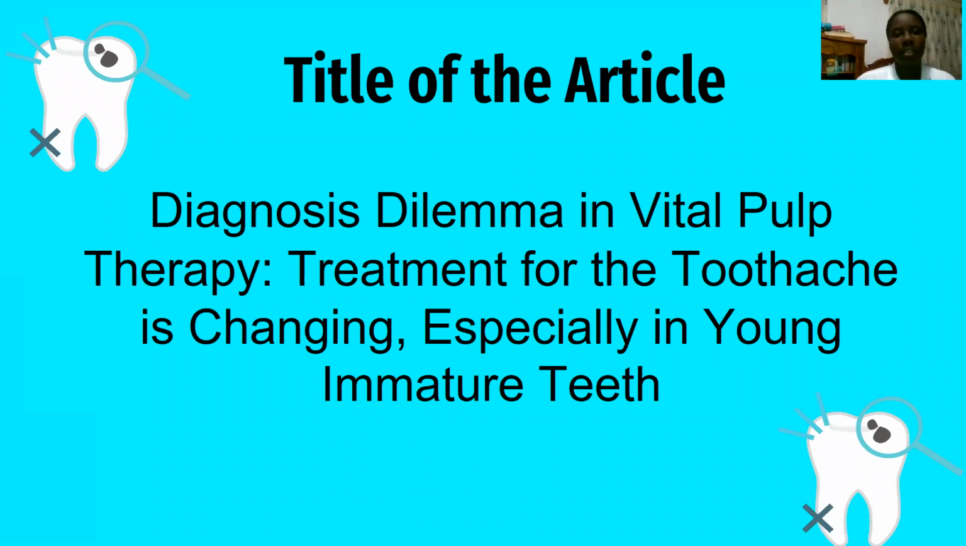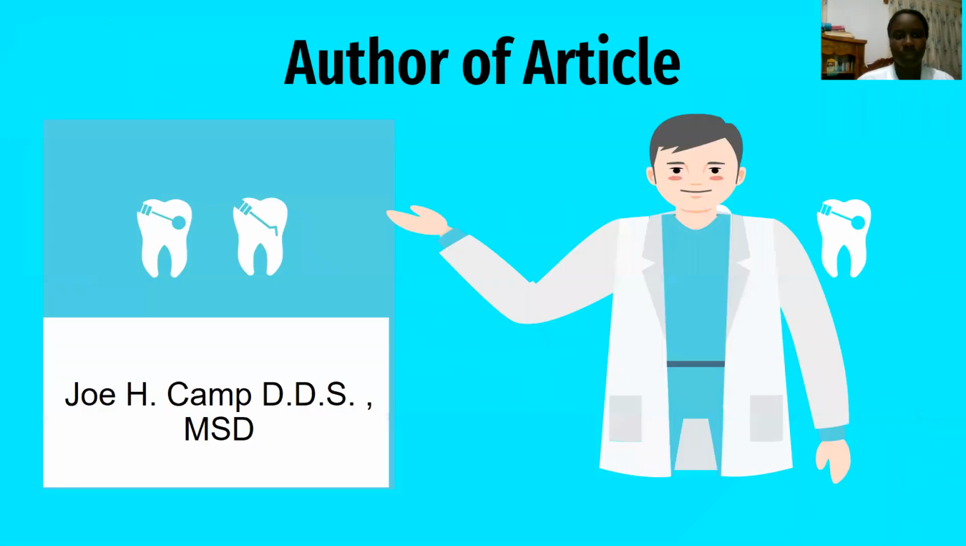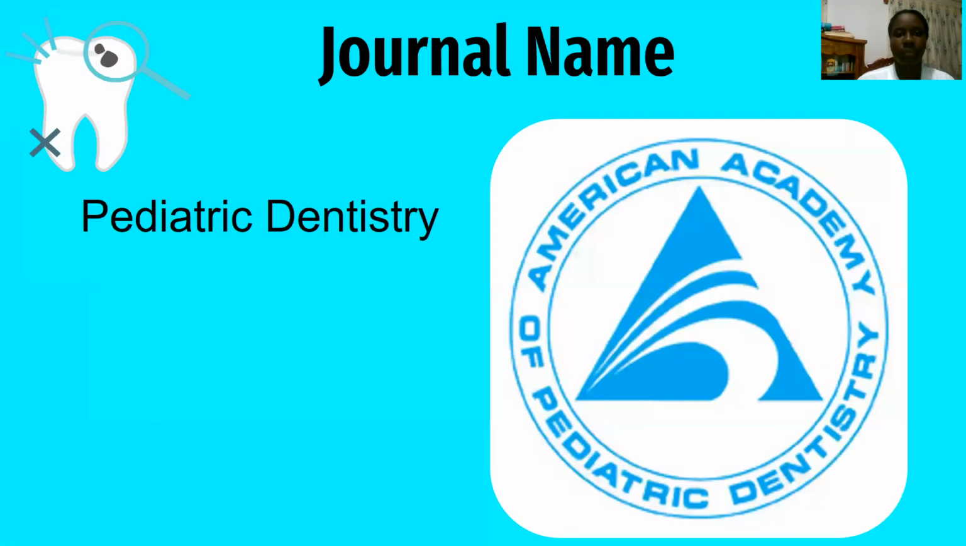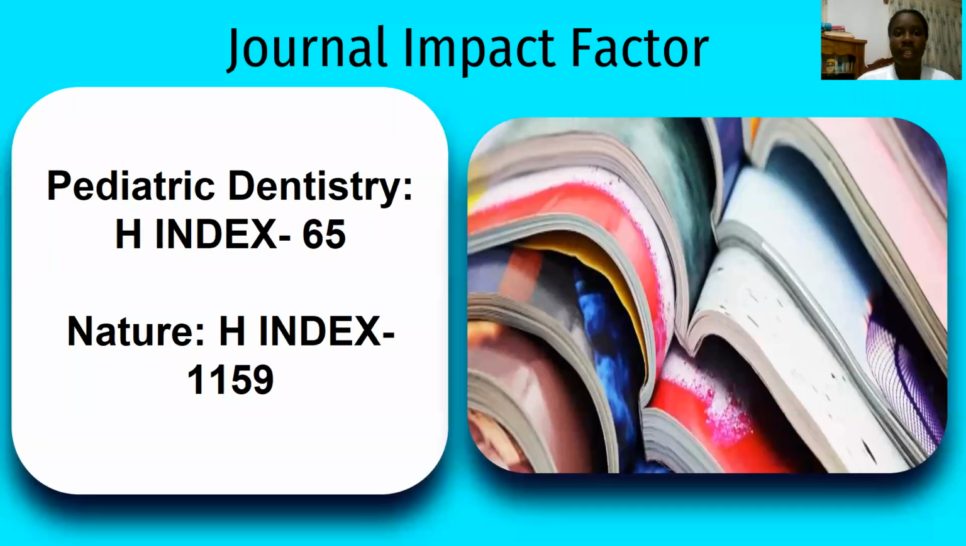Now, the article is entitled Diagnosis Dilemma in Vital Pulp Therapy. Treatment for the toothache is changing, especially in young, immature teeth. The author of the article is Dr. Joe H. Camp. The article is cited in the Pediatric Dentistry Journal, which is an official publication of the American Academy of Pediatric Dentistry. This journal has an impact factor of 65.